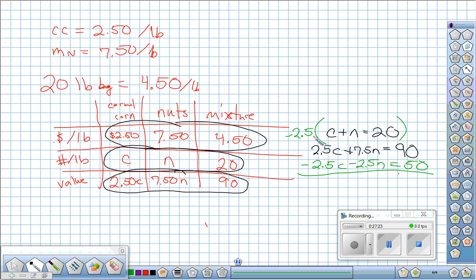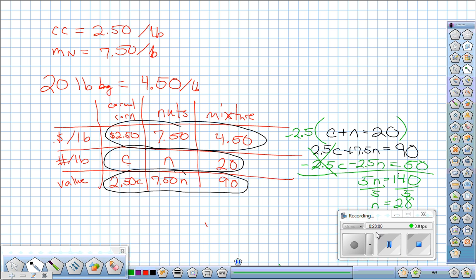Okay, when I add and subtract these things, I'll have 2.5c minus 2.5c, that gives me 0. 7.5 minus 2.5 is just 5n equals, since I'm adding these guys, it will be 140. And then I will divide that by 5, and that gives me n equals 28.